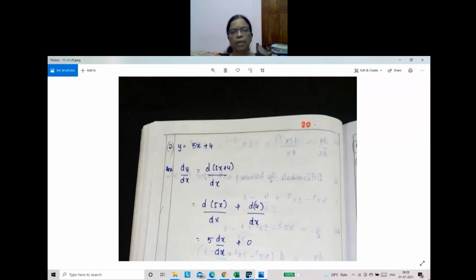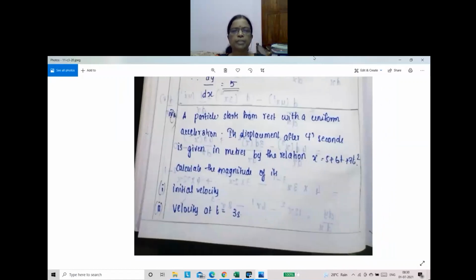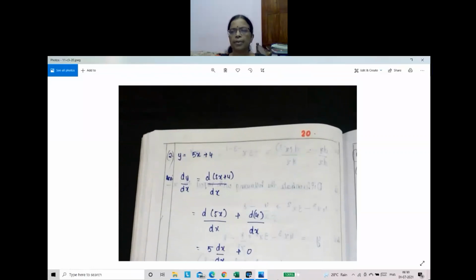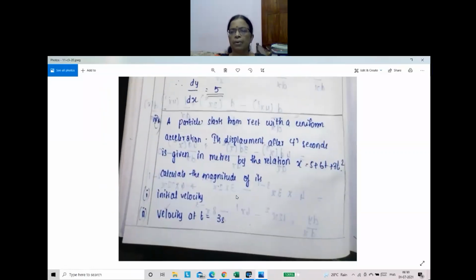So this one you can do, y equal to 5x plus 4. Children, do that. I am not showing the answer. Do and tell the answer. Got the answer? First split, then apply the formula.